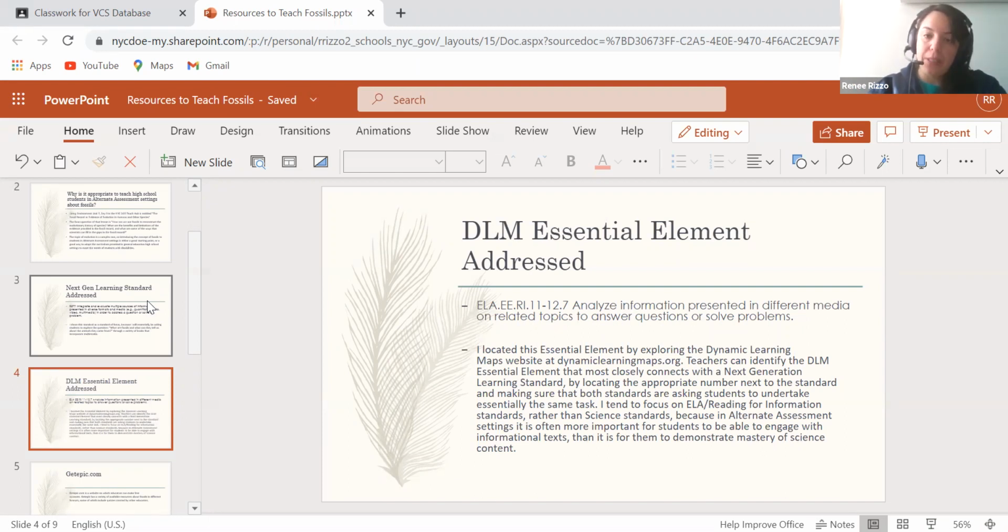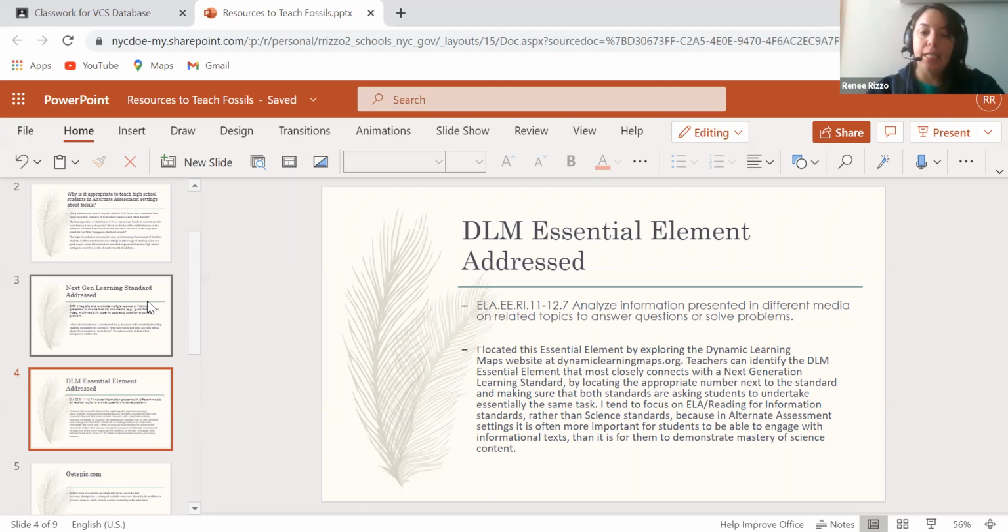DLM Essential Element addressed: Analyze information presented in different media on related topics to answer questions or solve problems. I located this essential element by exploring the Dynamic Learning Maps website at dynamiclearningmaps.org. Teachers can identify the DLM essential element that most closely connects with the Next Generation Learning Standard by locating the appropriate number next to the standard and making sure that both standards are asking students to undertake essentially the same task.